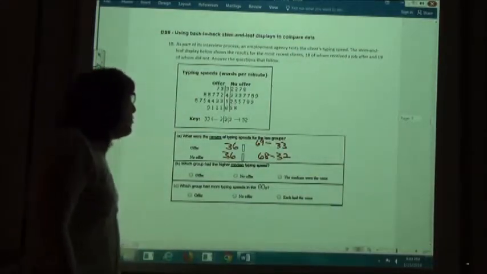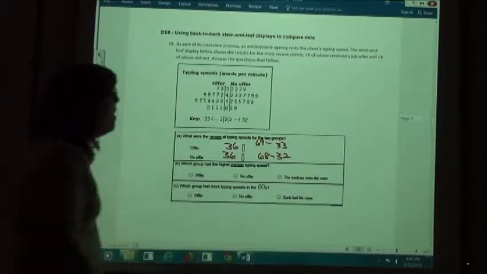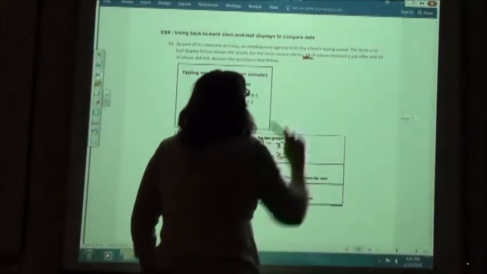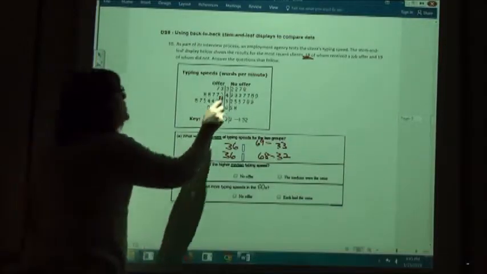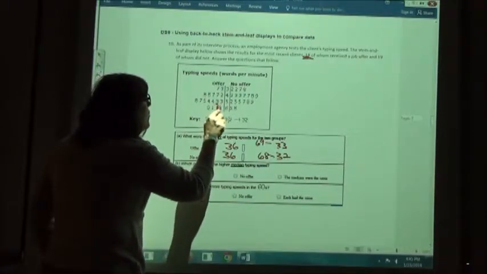All right. Which group had the higher median typing speed? So median is the middle one. I want to figure out which one has the highest middle one. So if there are 18 who received a job offer, the middle would be somewhere around number, half of 18 is 9. So 1, 2, 3, 4, 5, 6, 7, 8, 9. We're going to be somewhere around 53, right? The other one has 19.